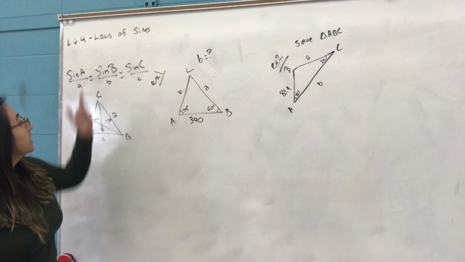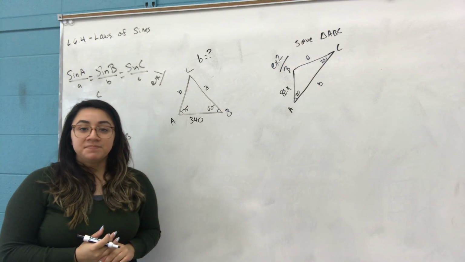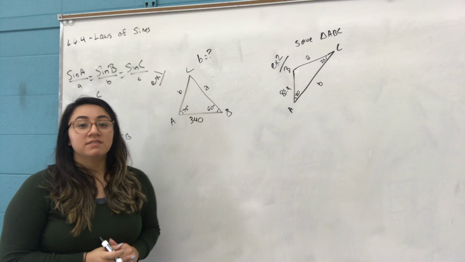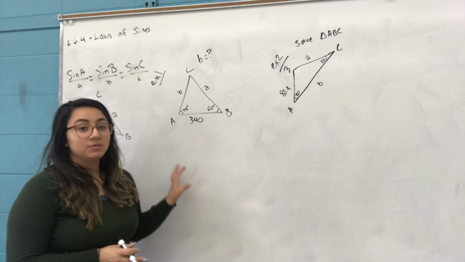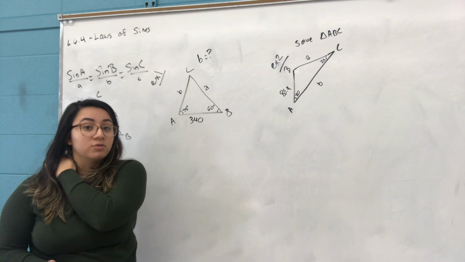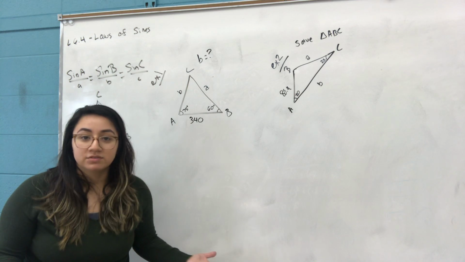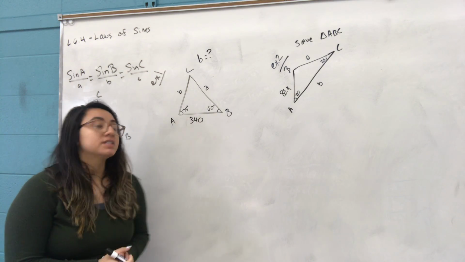You can use these, they're interchangeable, but we use them to find sides and to find angles. This always comes in handy when you're dealing with triangles that are not 90 degrees, and that's what the law of sines and law of cosines are for. So you have triangles that aren't right angles, they're just other triangles, and there are different ways to solve for this.